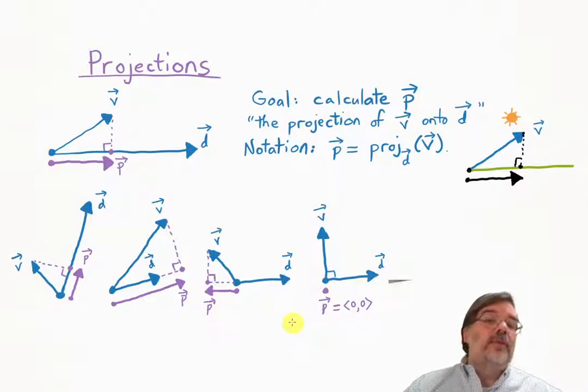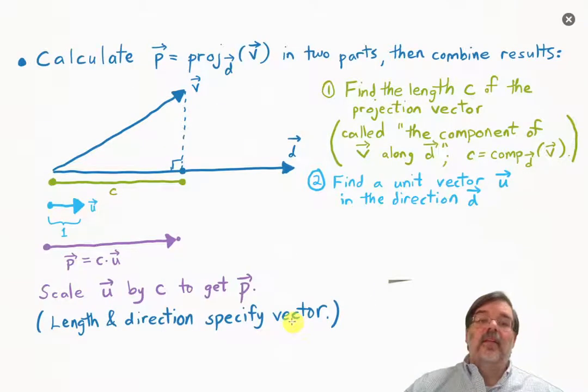So these are some visual examples of projections, but we do want to learn how to calculate these algebraically. And so, we'll break this into two parts. The first part, to calculating the projection, is we'll find the length, how long the projection vector should be. Right? And we'll call that length c. It's sometimes also called the component of the vector v along the direction d. So c is not a vector, c is a number.